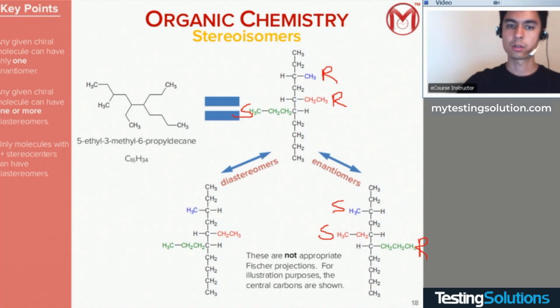But because I have 3 stereocenters, what if I only changed 1? What if I only changed 2, not all 3? Well, then I'd call them diastereomers. So a diastereomer is a stereoisomer where you've changed 1, but not all. So at least 1, but not all of the stereocenters.